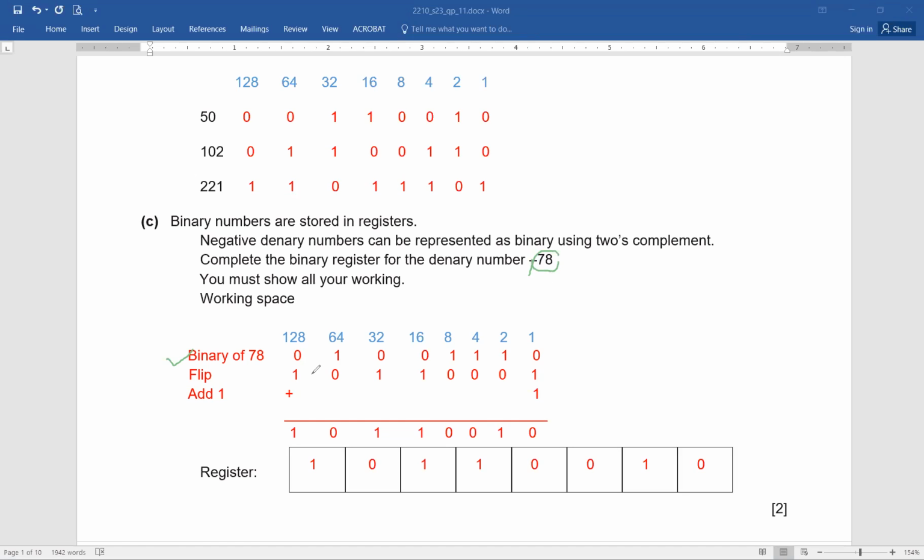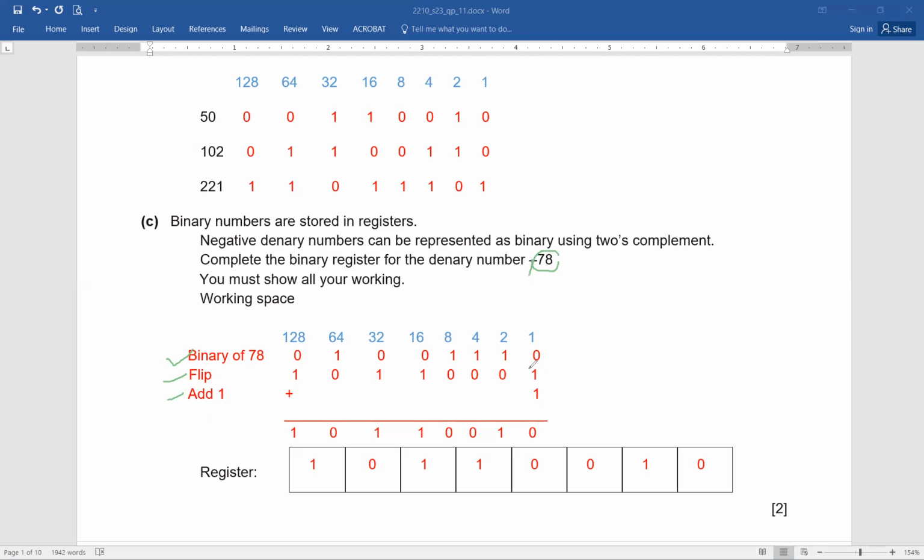Flip means all the ones become 0 and all the zeros become 1. So what you obtain is 0 became 1, 1 became a 0, 0 became a 1, 0 became a 1, 1 became a 0, 1 became a 0, 1 became a 0, and 0 became a 1. And then you add 1. So there are 3 stages. First is finding the binary of the normal number, ignoring the sign completely. Then flip, and then add 1.